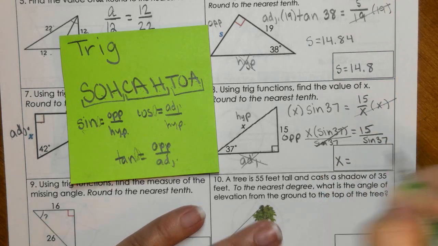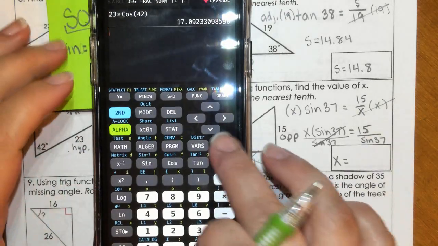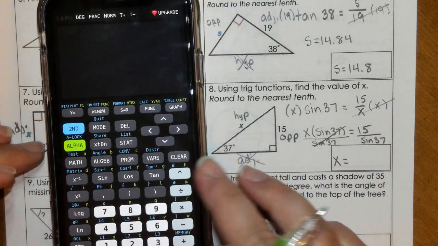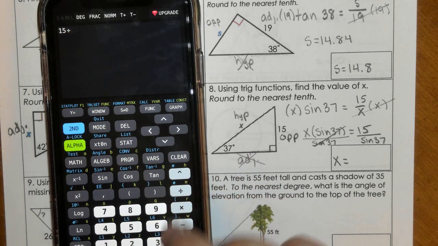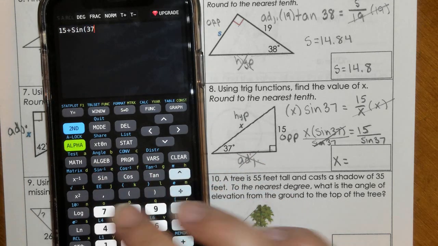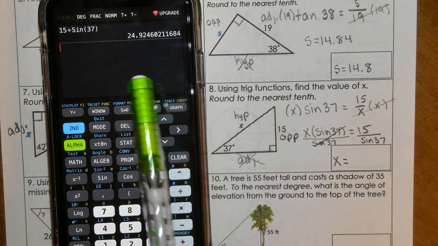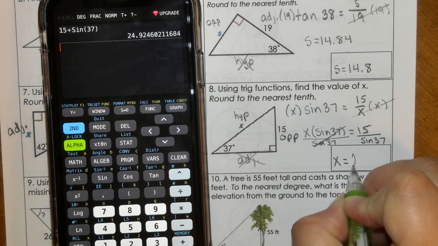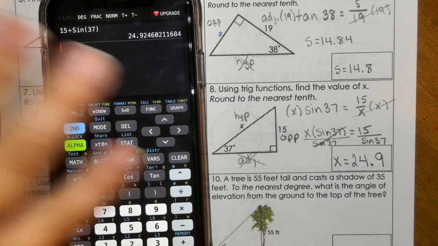Okay, now, going back, let's try to get the glare off there. So I cleared out. I'm going to do 15 divided by sine 37, and we get 24.92, but that rounds to 24.9.